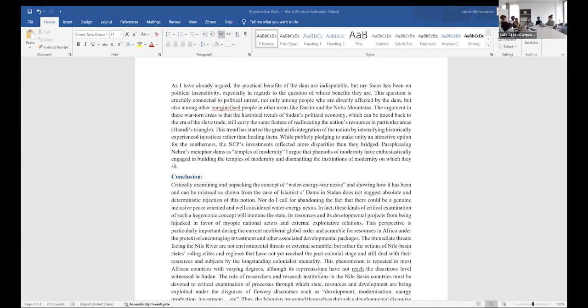I have already argued that the practical benefits of dams are indisputable, but my focus has been on political insensitivity, especially in regard to the question of whose benefits they are. This question is crucially connected to political unrest, not only among people who are directly affected by dams, like in Merowe, in Northern Sudan, in Blue Nile, in Atbara, in all those places where dams are constructed. They are people who are directly impacted and face resistance, because it leads to their impoverishment and resettlement in unfair conditions.